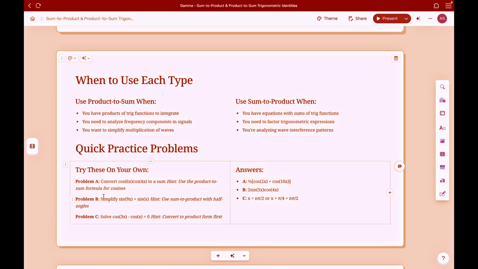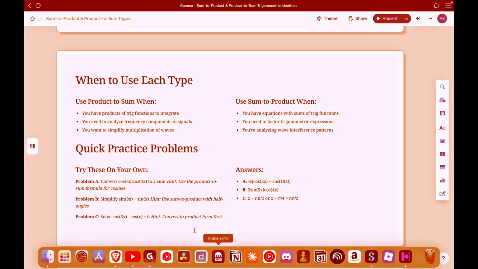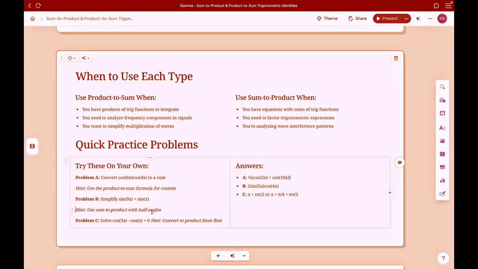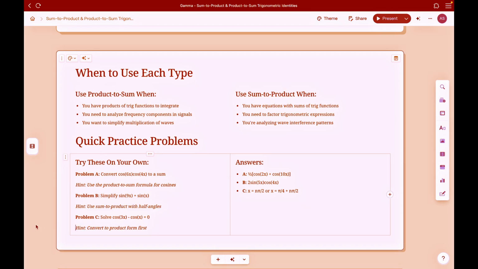Now, here are a few practice problems with their examples. I won't go over them. This could be just a little bit of homework to understand. And of course, there are a few hints over here. And then some of these are actually a little different when you realize that cosine 6x times cosine 4x to a sum, that's pretty simple, and problem B is also pretty simple. But problem C, I could definitely see people using the hint, because when you convert to product form, you'll be able to do many more algebraic manipulations after that to get the final answer over here.